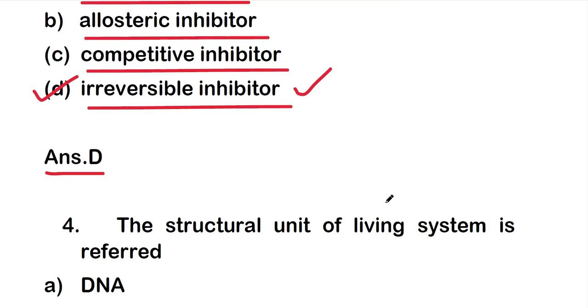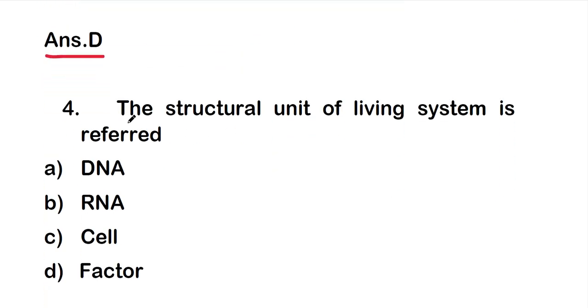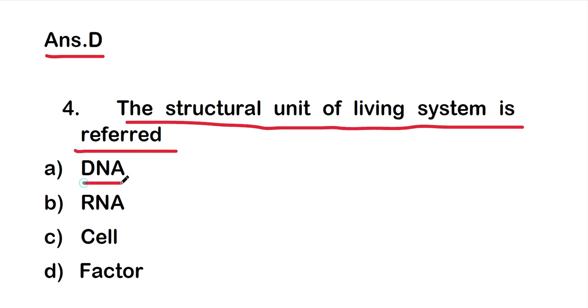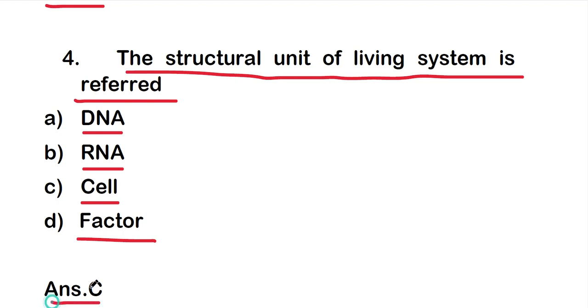Okay, so next question: the structural unit of living system is referred to as option A, DNA; option B, RNA; option C, cell; option D, factor. And the right answer is option C, that is cell. So the structural unit of living system is referred to as cell.